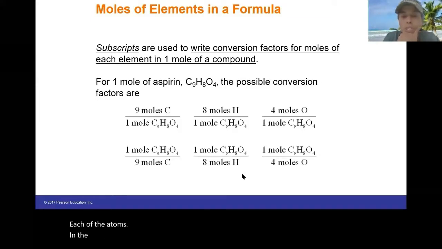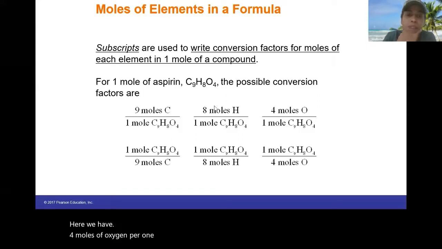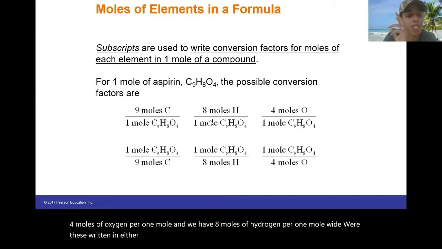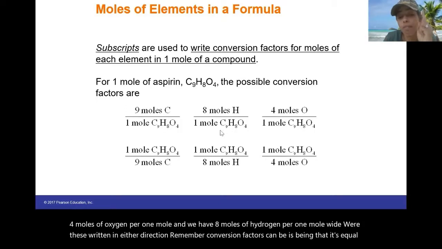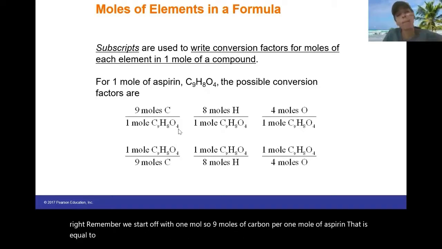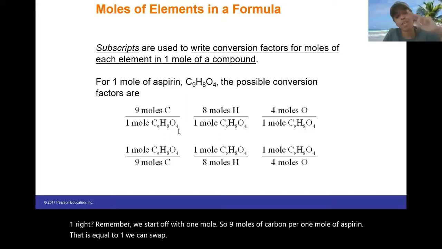So here we have 4 moles of oxygen per 1 mole, and we have 8 moles of hydrogen per 1 mole. Why were these written in either direction? Remember, conversion factors can be, being that it's equal to 1, right? We start off with 1 mole, so 9 moles of carbon per 1 mole of aspirin, that is equal to 1. We can swap the conversion in either direction.